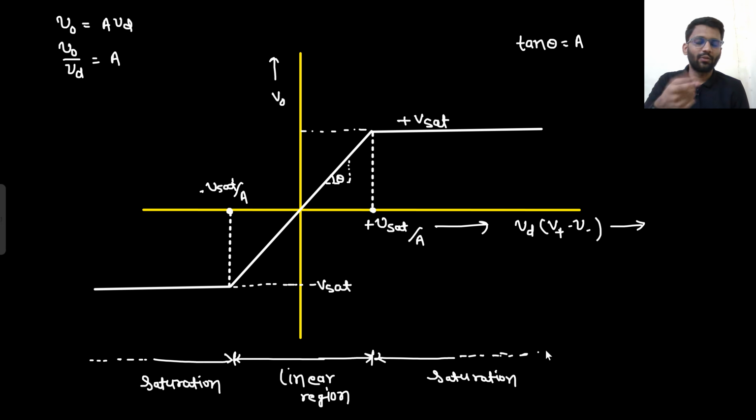It will give you a gain of A. Let's just say your saturation voltage is plus 5 and minus 5. What does that mean? That means that your output can go from minus 5 to plus 5. It can take any value from minus 5 to plus 5, but it cannot take plus 6, it cannot take minus 6, it cannot even take plus 5.1, it cannot even take plus 5.001, it cannot even take minus 5.001. It can take only between minus 5 to plus 5. That's it.